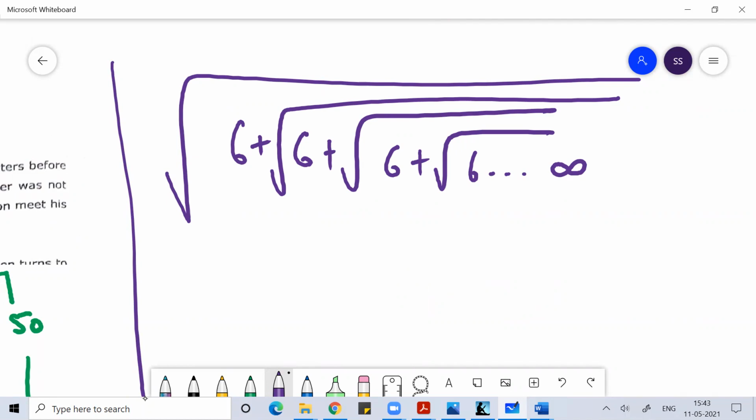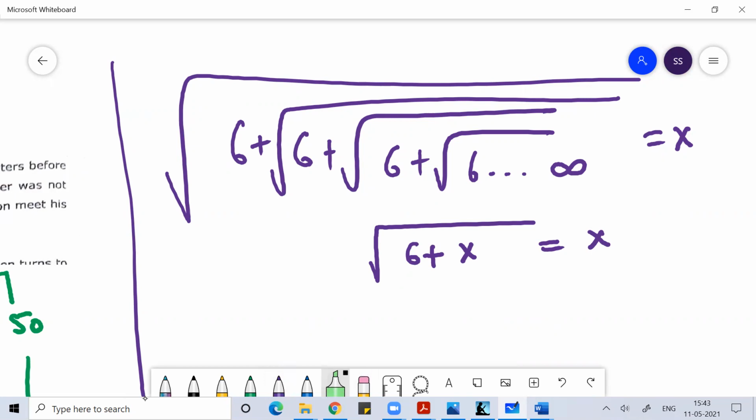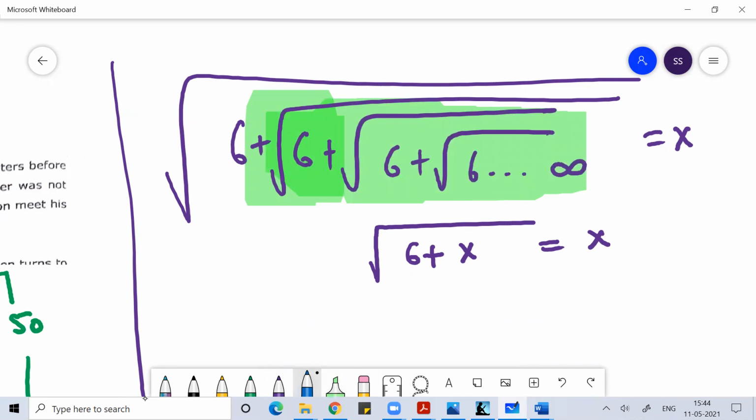So this value, if I want to determine, suppose this value is equal to x. You understand this goes to infinity. So the same thing I can write like this also, the root of 6 plus x equal to x. Yes, sir. Same thing, because this is a continuous pattern. So when I'm writing x, it signifies that same continuous pattern.